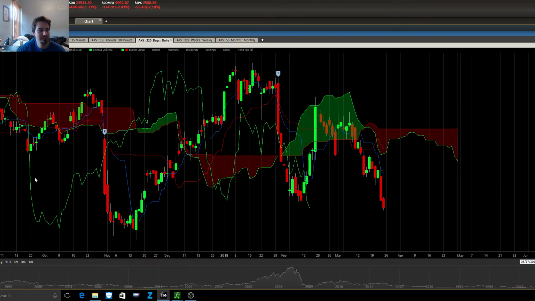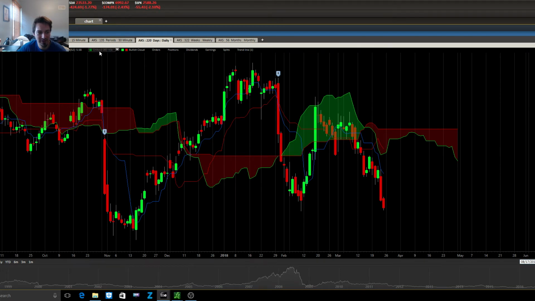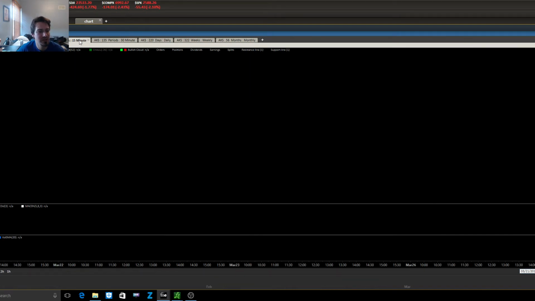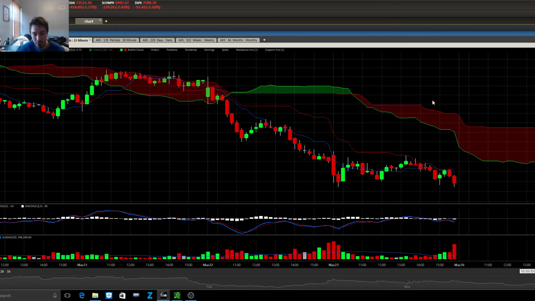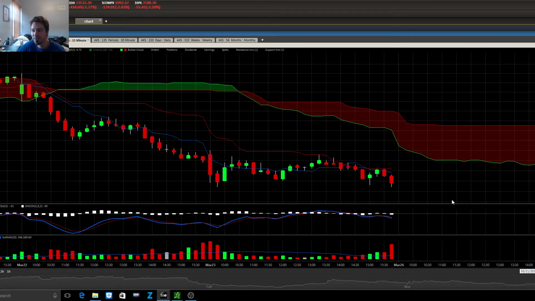Okay? So when this line, you don't need to overanalyze it. I don't use all the stuff on the Ichimoku cloud. I basically just use the cloud to tell me if it is bullish or bearish. And I'll break it down in other time frames and I will actually use it. So if we were actually going to a 15-minute time period with the cloud, we're below the cloud. So what does that mean?